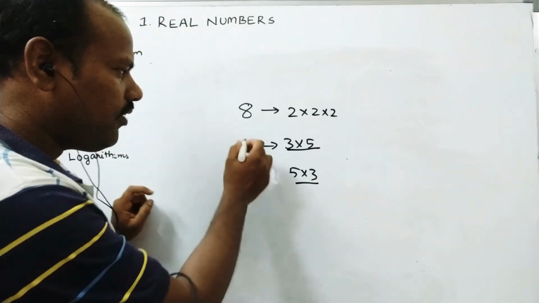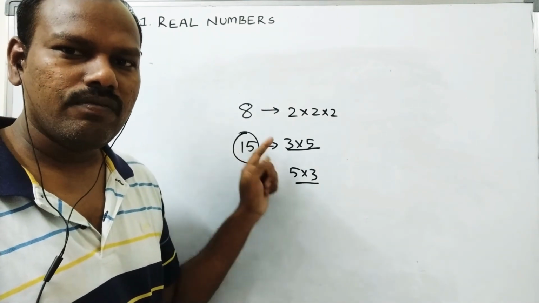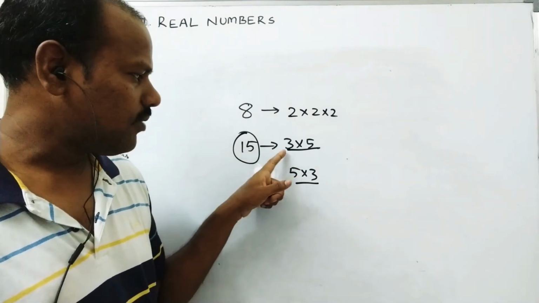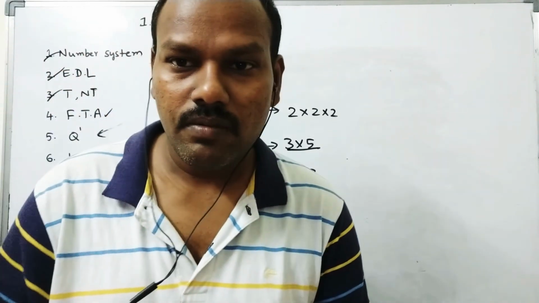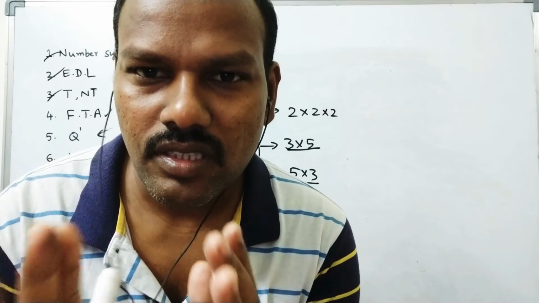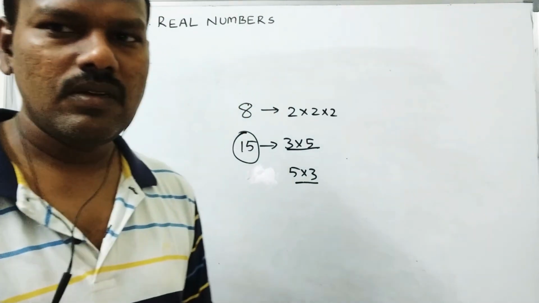So every composite number can be written as a product of prime factors. Expressing a given composite number as a product of prime factors is nothing but the fundamental theorem of arithmetic. That's it.